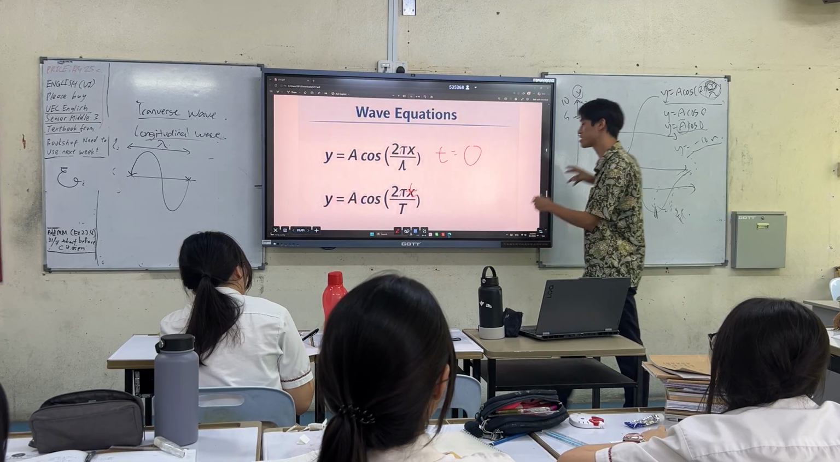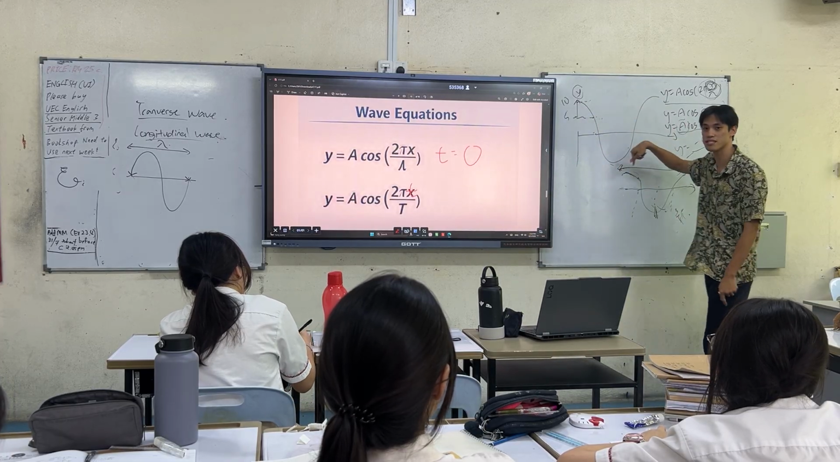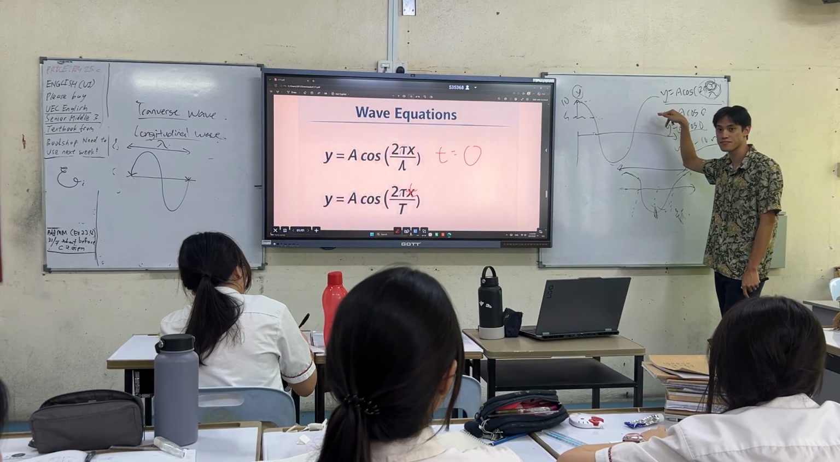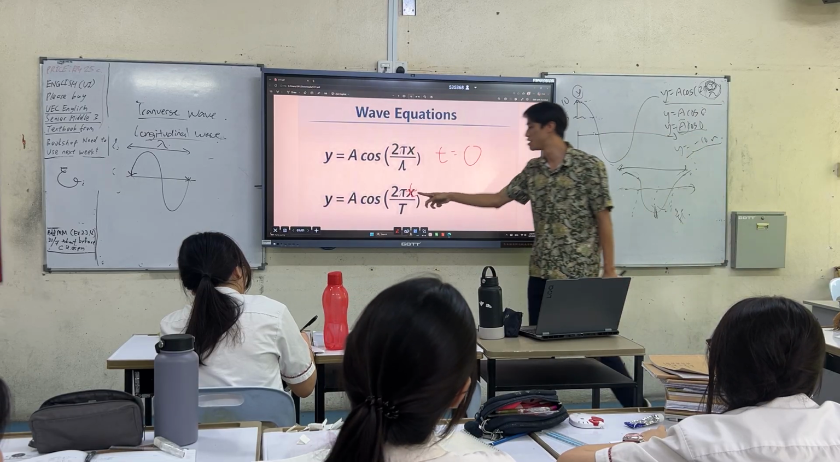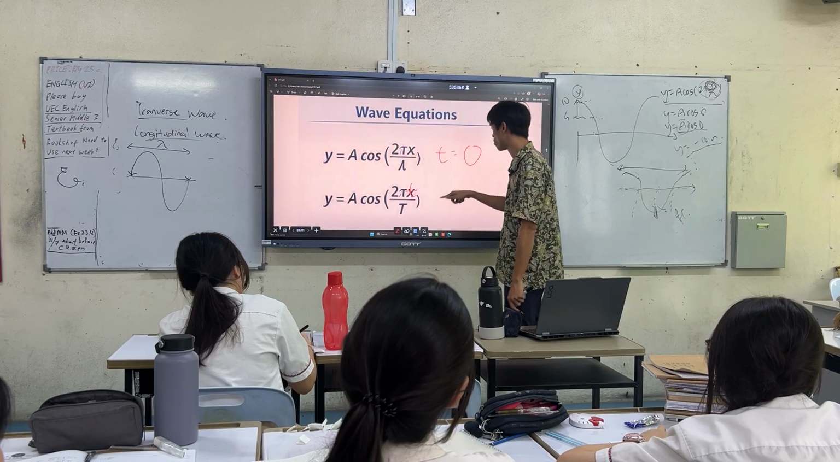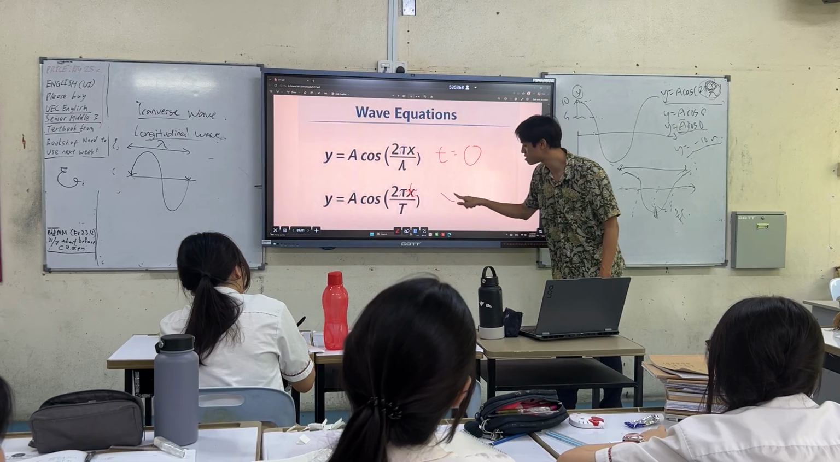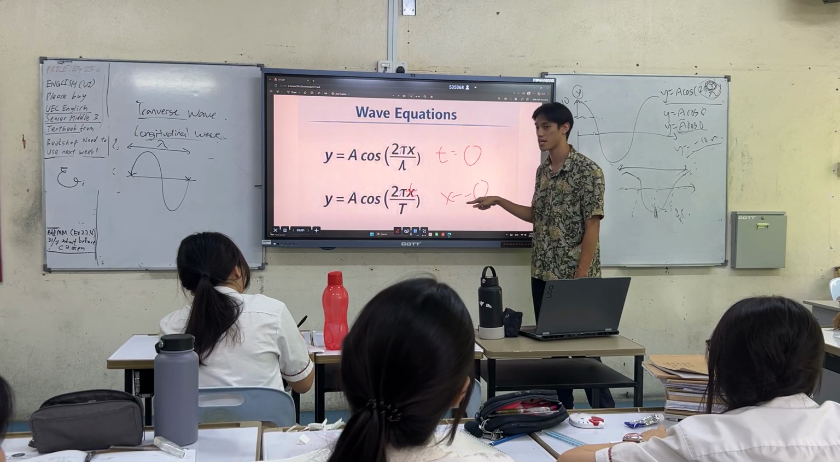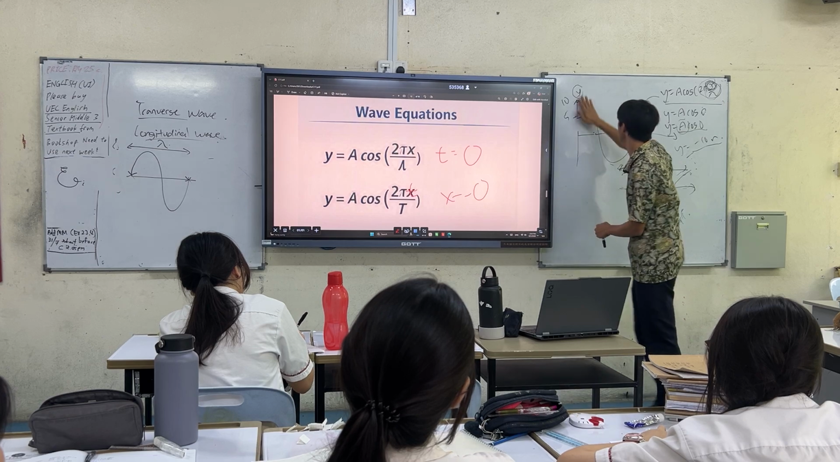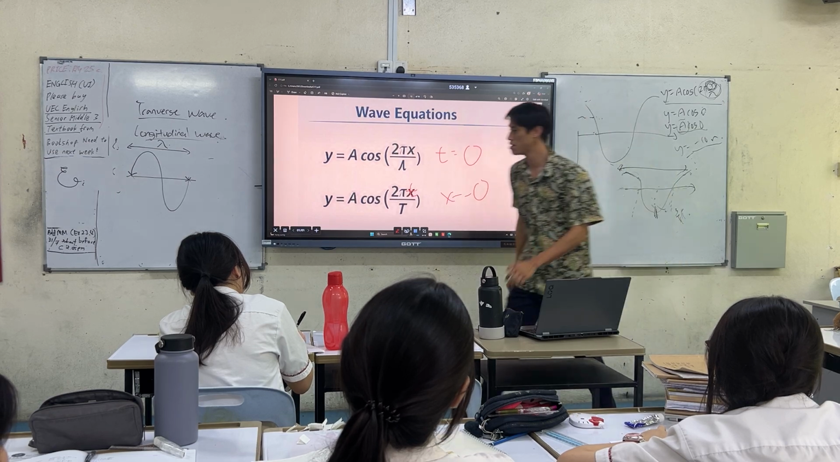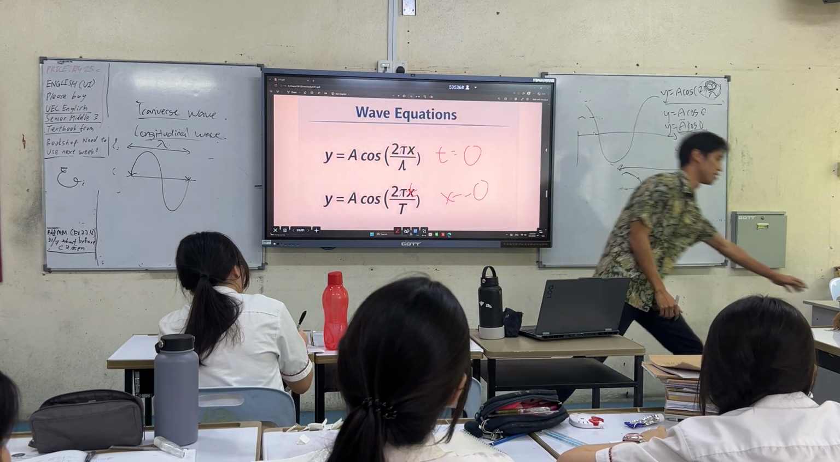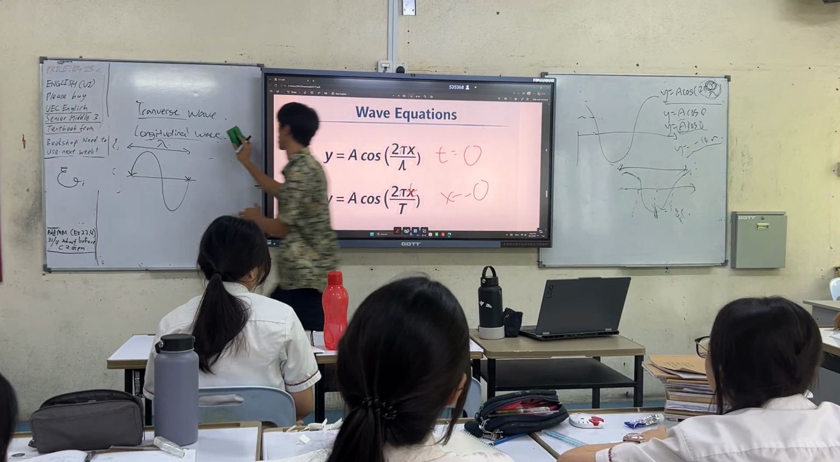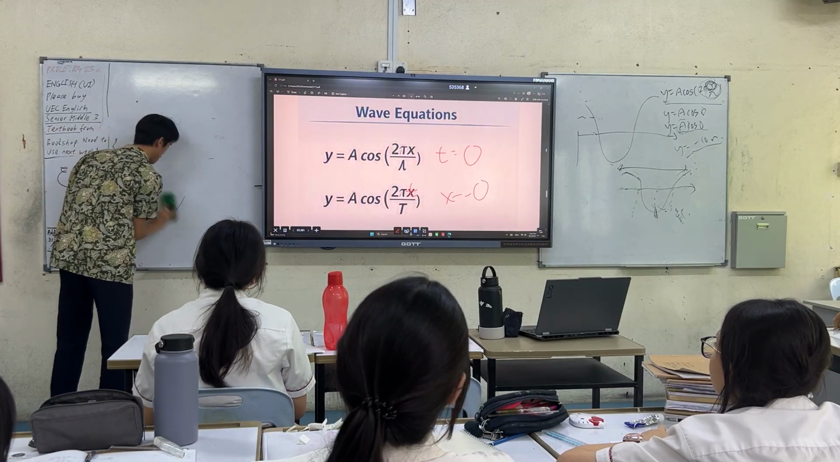So, at zero seconds when I take the snapshot, it looks like this one. Is it okay? What happened to this? This is when I assume the position of x is 0. So if I draw over here, later you will get the idea.